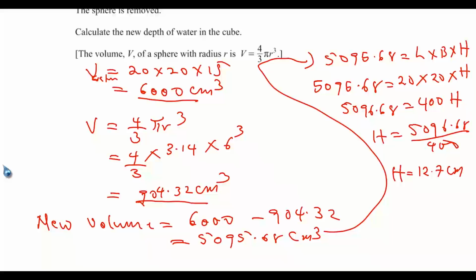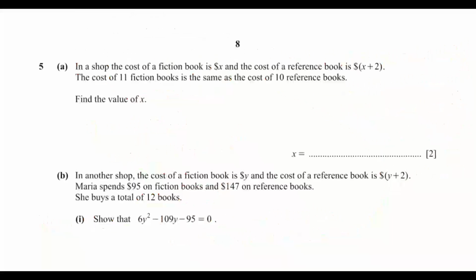So let's go to the next question. That will be question 5. In a shop, the cost of a fiction book is X dollars and the cost of a reference book is X plus $2. The cost of 11 fiction books is the same as the cost of 10 reference books. Find the value of X.